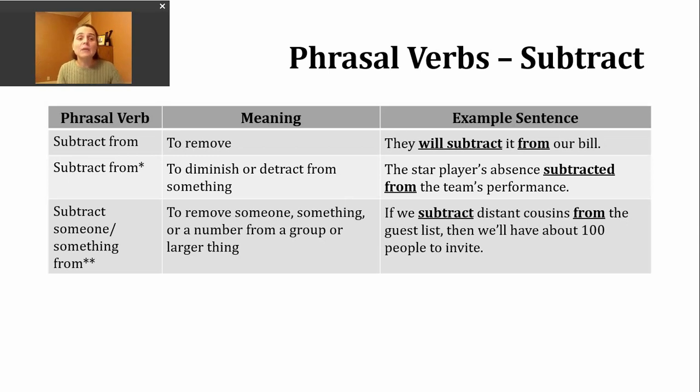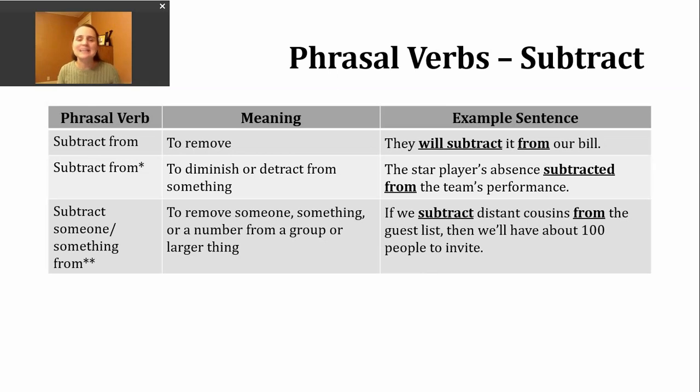Finally, if we mention we are subtracting someone from or subtracting something from that larger group, again, this goes back to this idea of removing someone or removing something. Maybe removing a number from a group or some sort of larger thing. Let's look at an example sentence. If we subtract distant cousins from the guest list, then we'll have about 100 people to invite.